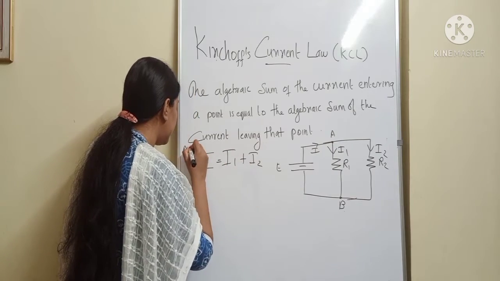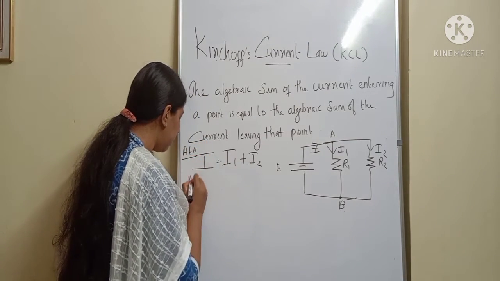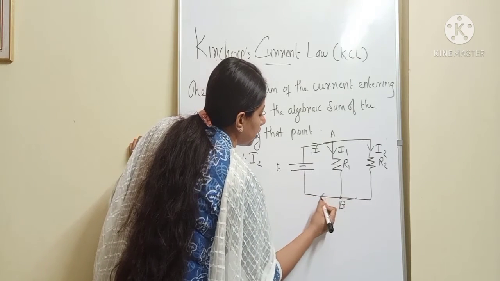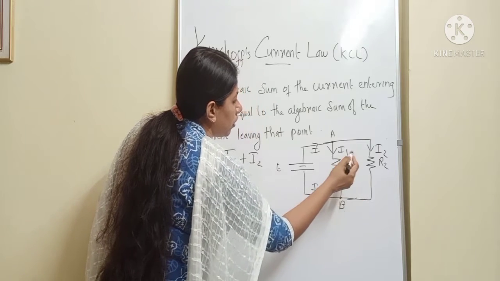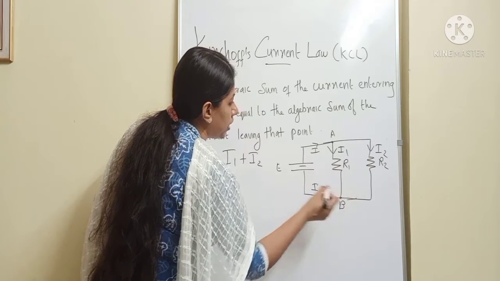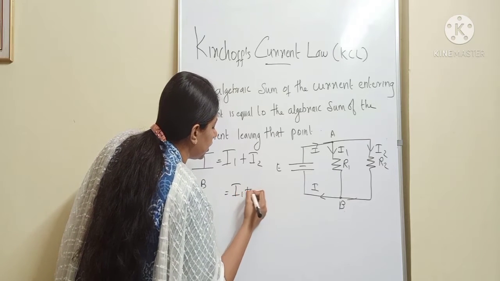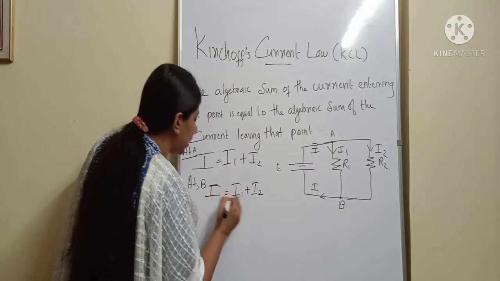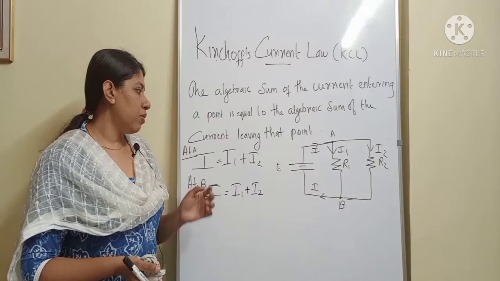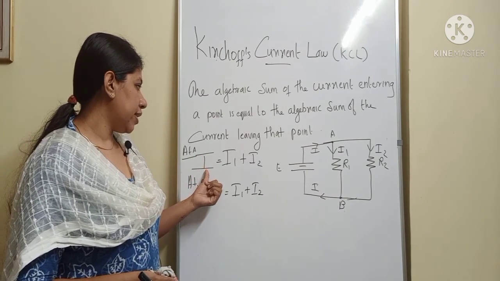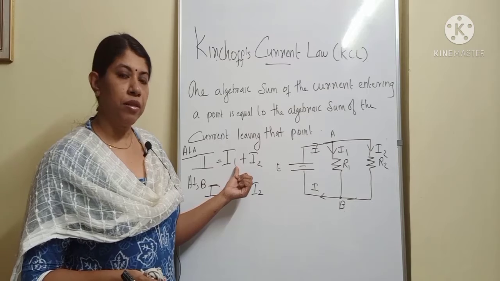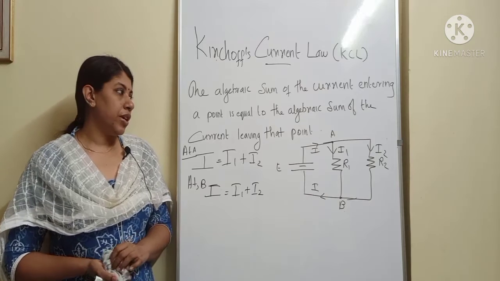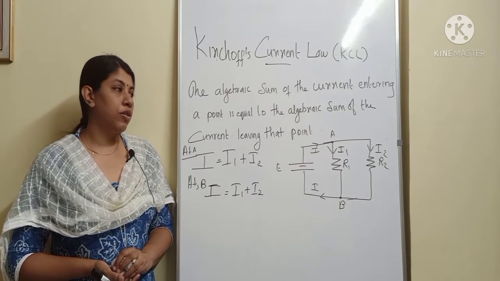This is at A. And if you consider point B, the current entering the point is I1 and I2, therefore it is written as I1 plus I2, and the current leaving the point is I. So this can be written as I = I1 + I2. This is how you write the equation for the current according to KCL.